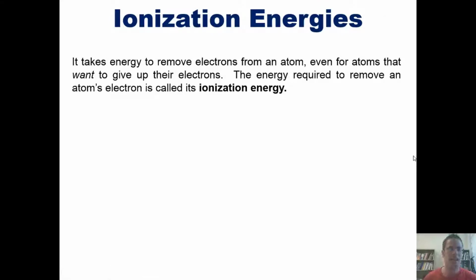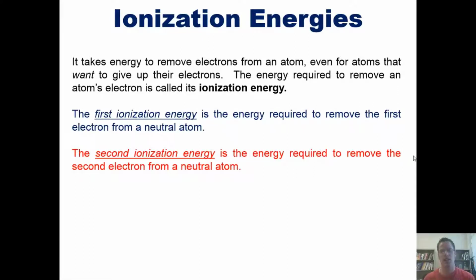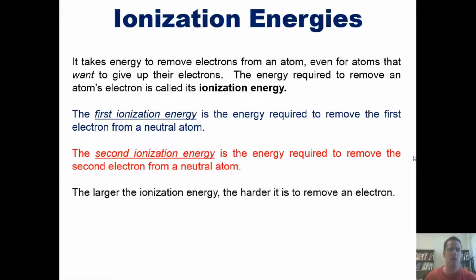As it turns out, it takes energy to remove electrons from an atom, even for atoms that want to give up their electrons. The energy required to remove an atom's electron is called its ionization energy. The first ionization energy is the energy required to remove the first electron from a neutral atom. The second ionization energy is the energy required to remove a second electron from an atom. And the larger the ionization energy, the harder it is to remove an electron.